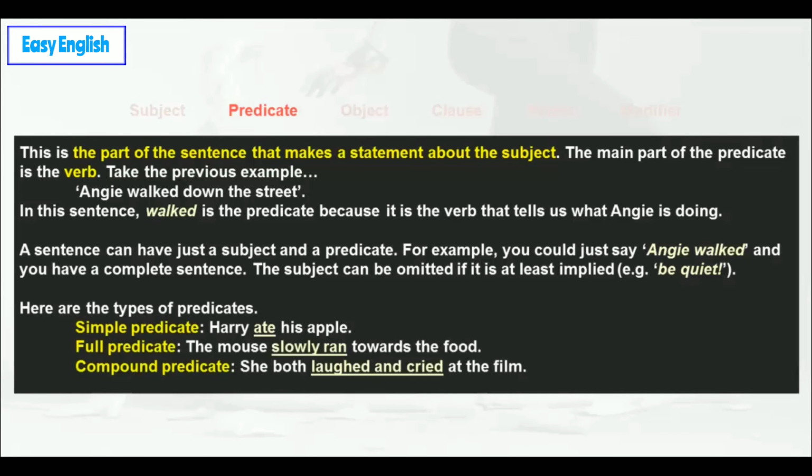And here are the different types of predicates. A simple predicate, Harry ate his apple. A full predicate, the mouse slowly ran towards the food. And a compound predicate, she both laughed and cried at the film.